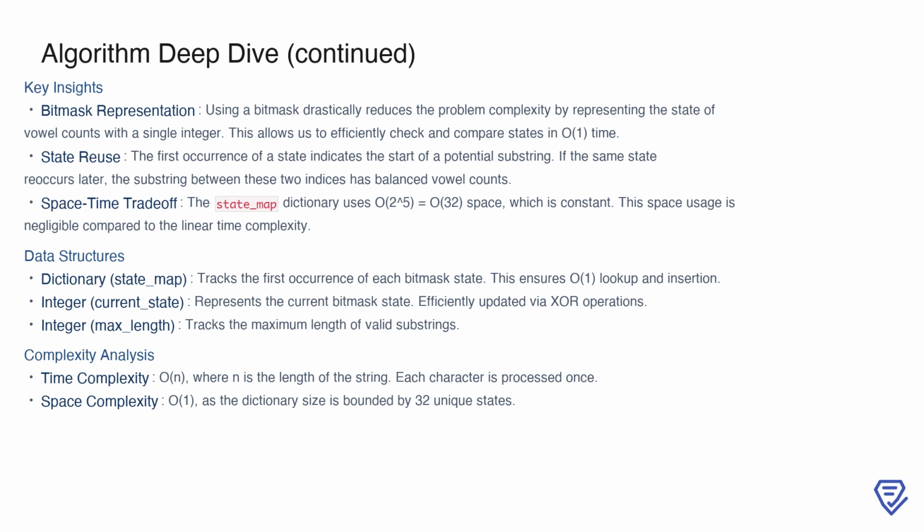The state_map dictionary enables this efficient lookup and insertion, and its space usage is minimal, bounded by just 32 possible states, given the 5 vowels. The algorithm operates with a time complexity of O(n), where n is the length of the string, as each character is processed exactly once. The space complexity is O(1), as the dictionary size is constant. This makes the algorithm both time and space efficient.